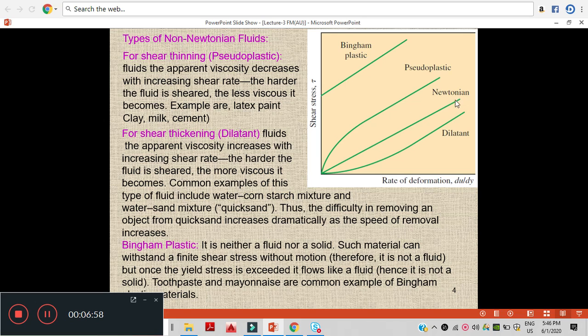Now the pseudoplastic. Pseudoplastic fluids are also called shear thinning fluids. So what is basically a shear thinning fluid? Fluids whose apparent viscosity decreases with increasing shear stress. When we apply shear stress, the viscosity decreases. The harder the fluid is sheared, the less viscous it becomes. Examples are latex paint, clay, milk, and cement.